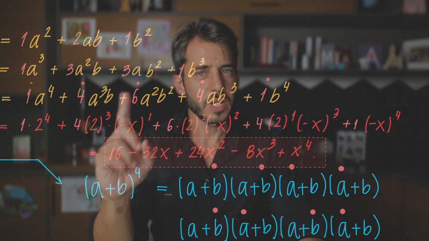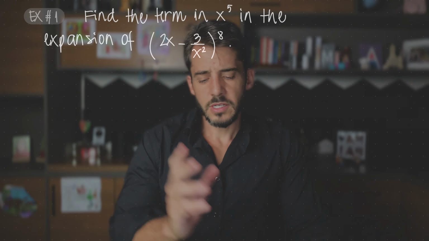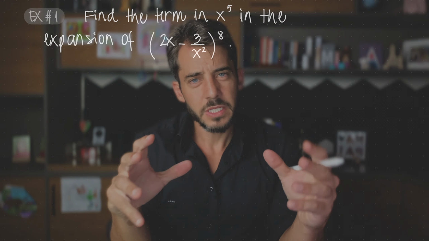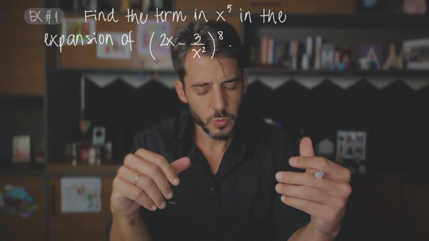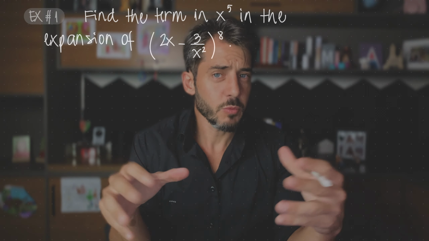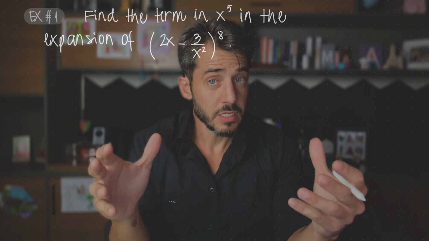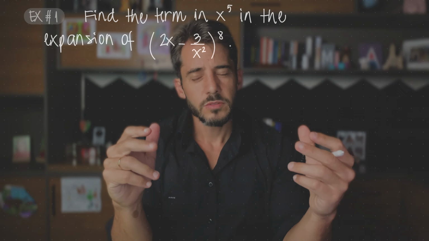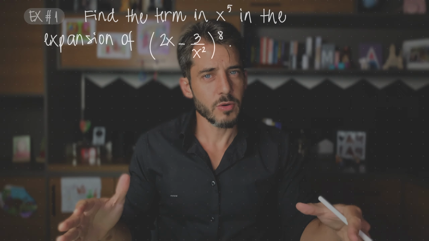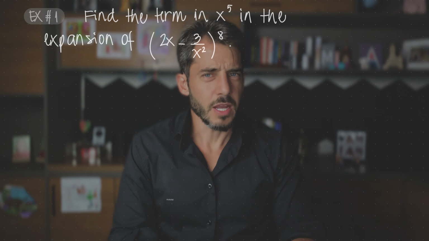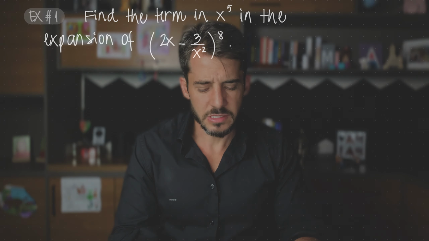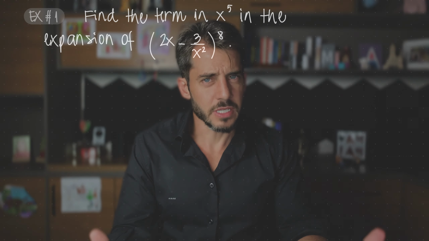Now let's move to exercise number 1. In exercise number 1, we need to find the term in x to the 5th in the expansion of (2x - 3/x²) to the power of 8. Now, given that we have a binomial to the power of 8, it is not practical to create Pascal's triangle up to the 8th row. It takes too long. And by the way, that's not the idea for this exercise.